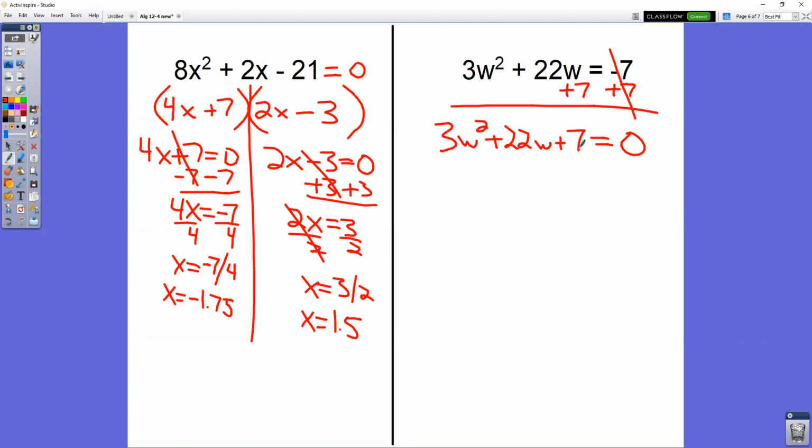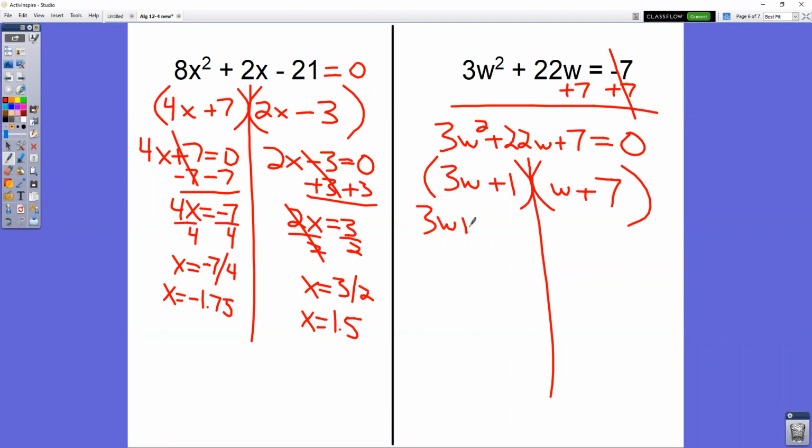Again, I could not factor out a 3 using the greatest common factor to make it a little bit easier, because 3 doesn't go into 22 or 7 evenly. So I would have to have a 3w and a w. What times what is 7 that adds up to 22? Well, this would have to be a +7 and this would have to be a +1. 3 times 7 is 21, +1 is 22. Draw your line down the middle, set both sides equal to 0, and solve.